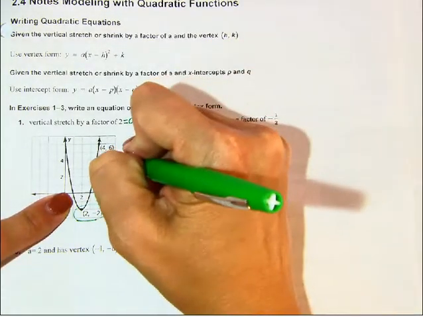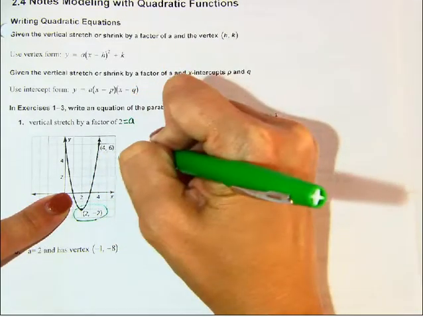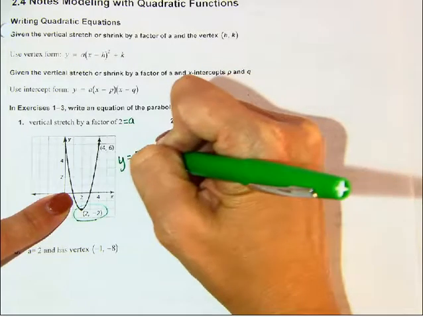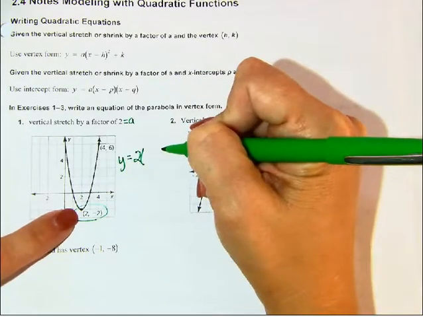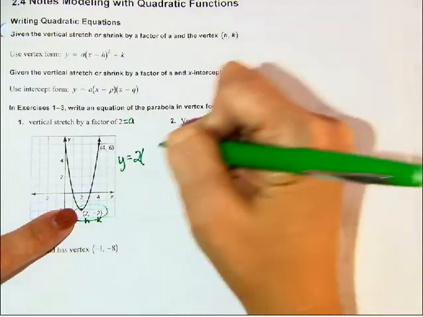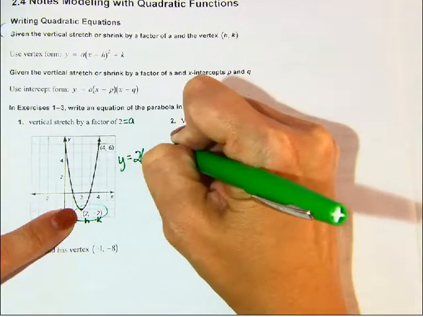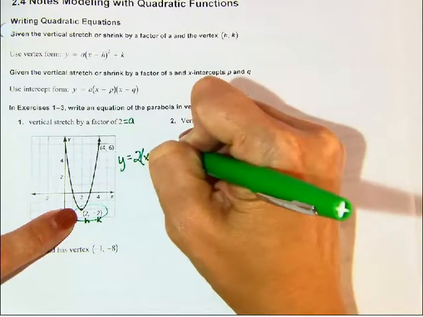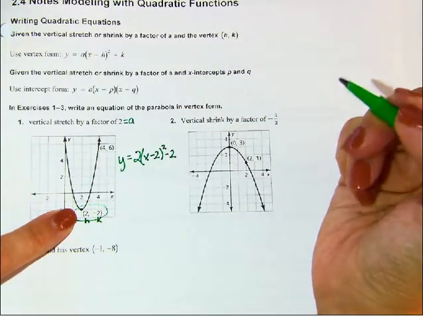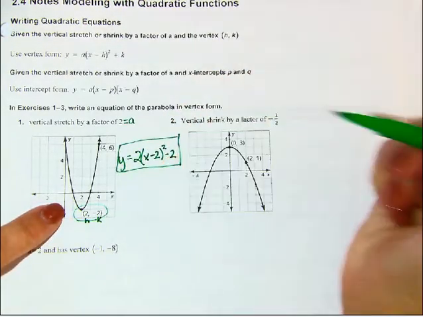So I'm going to write y equals, and we always have the A first, times x minus h. And in this case, h is a 2 and k is a negative 2. So it'll be x minus 2 squared. And then you have a minus 2 on the end, because it's plus k, but plus a negative 2 would make minus 2.